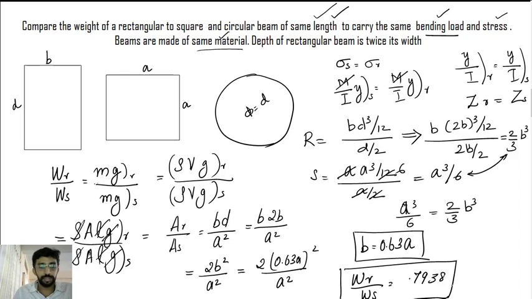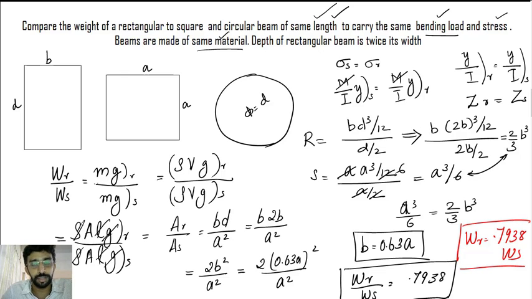It's a very interesting finding. WR is equal to 0.7938. So if we cross multiply this, we can say that WR is equal to 0.7938 times WS. What is the meaning of this?